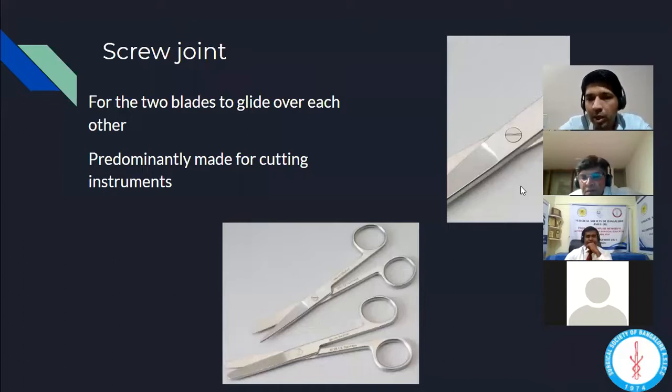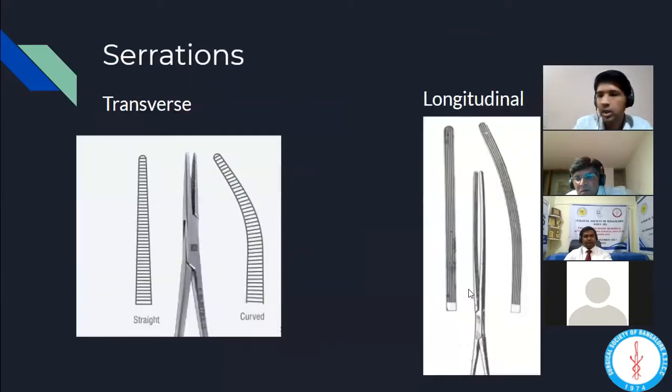Now, again, the disadvantage being it's a screw joint. So the joint can become loose. The screw can become undone. So the instrument might not glide across each other perfectly and it might not cut very well. And when the screw is loose, again, a suture can get stuck there and cause a little bit of trouble. Now coming to the serrations, there are transverse serrations and longitudinal serrations. Transverse serration is when the serrations are perpendicular to the axis of the instrument.